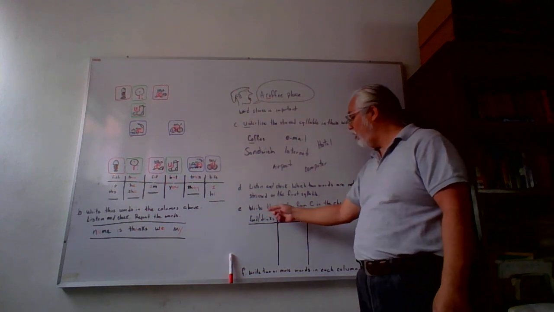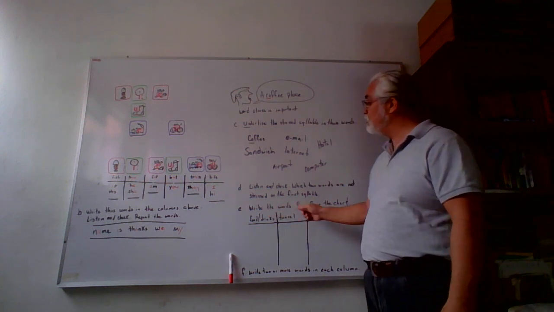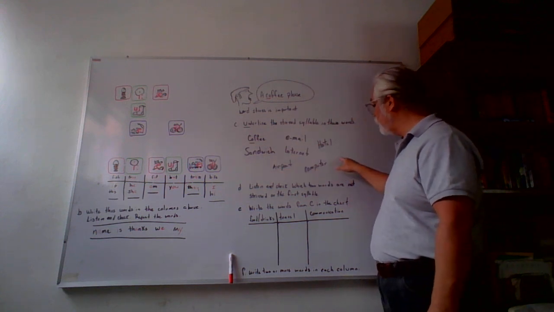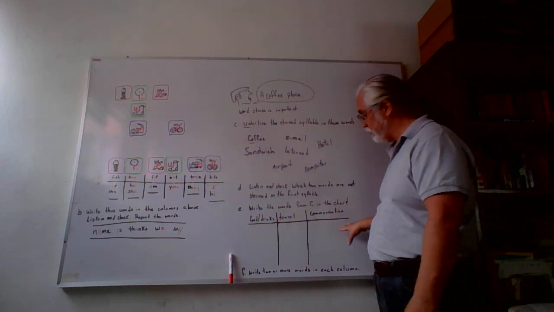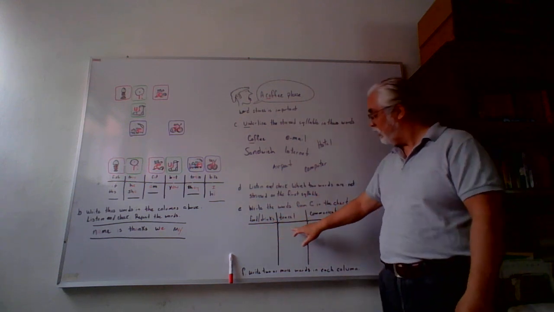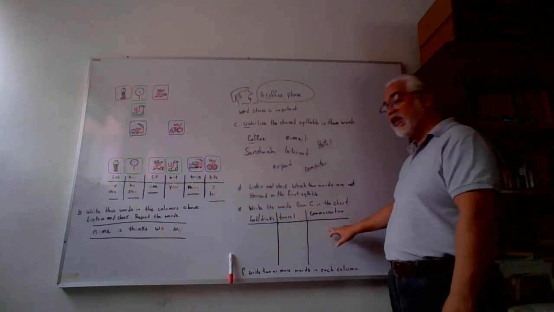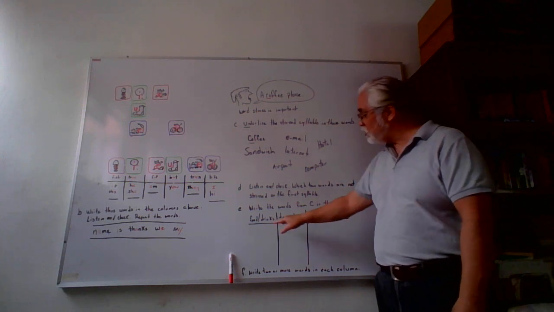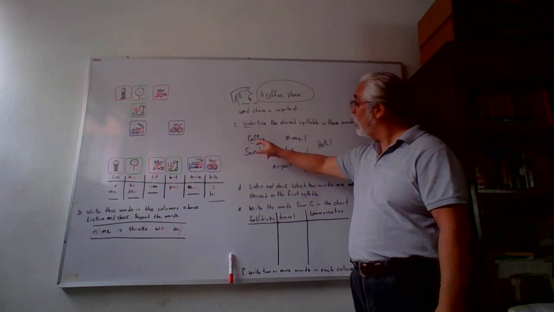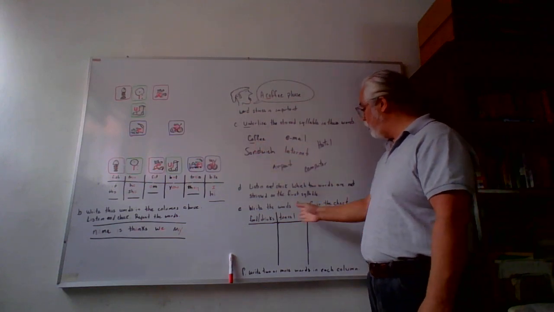Okay, and here we write the words from C, which are these. We write the words from C into this chart. Okay, we have three categories: food and drinks, travel, and communication. So I want you to go ahead and take these words. Well, take coffee since I already did coffee. Coffee. And we'll put it into one of these.